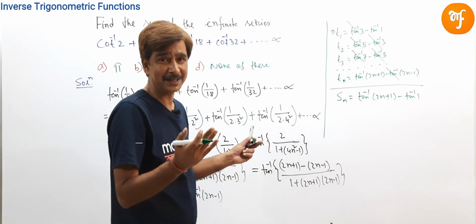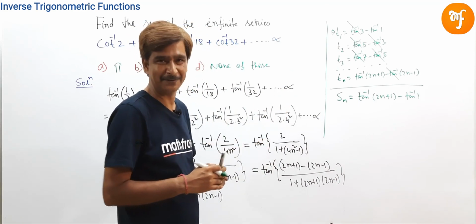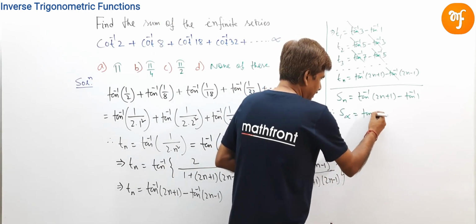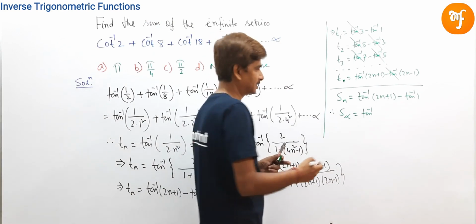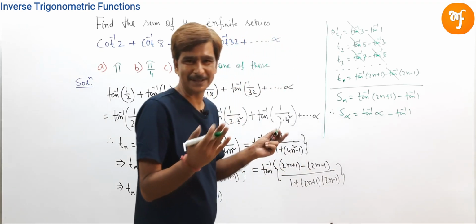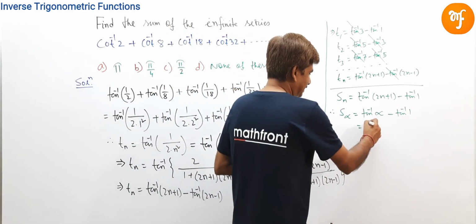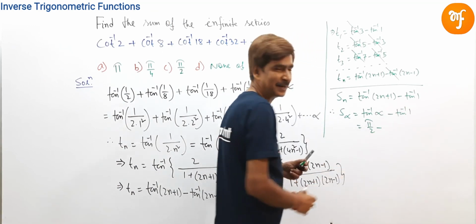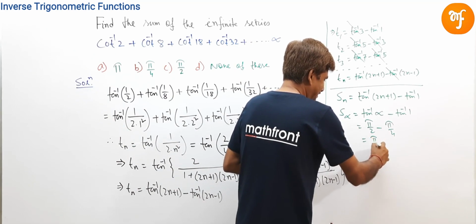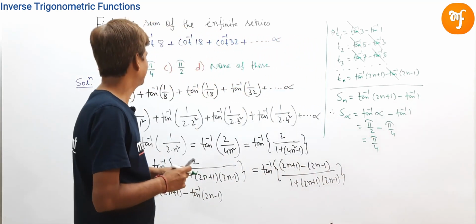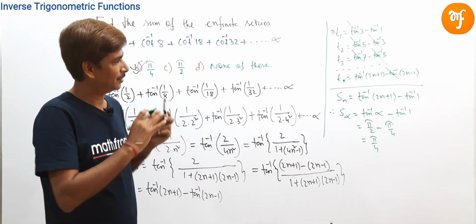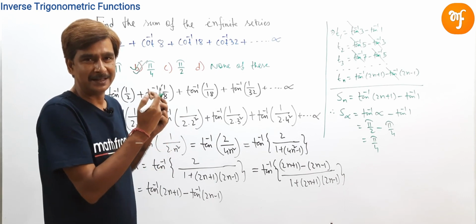We need S infinity, so substitute n by infinite. So we get S infinite is equal to tan inverse of 2 into infinite plus 1, that is tan inverse of infinity, minus tan inverse of 1. So what is the value of S infinity? Definitely tan inverse infinity is pi by 2, minus tan inverse of 1 which is pi by 4. So in this case the answer is pi by 4, and the option is option B. So we can solve this numerical in this easy way.